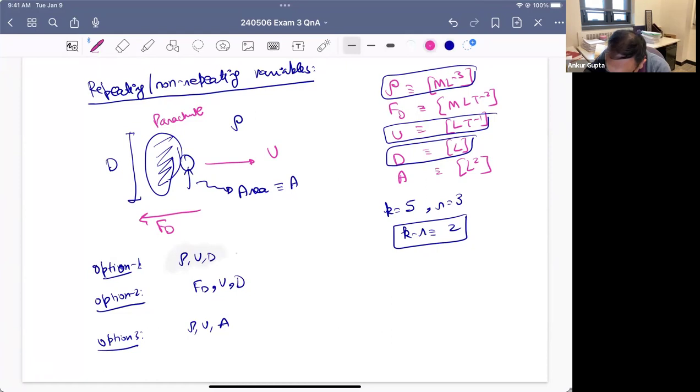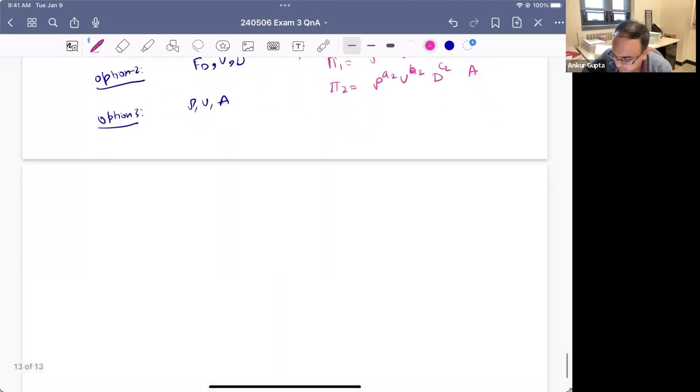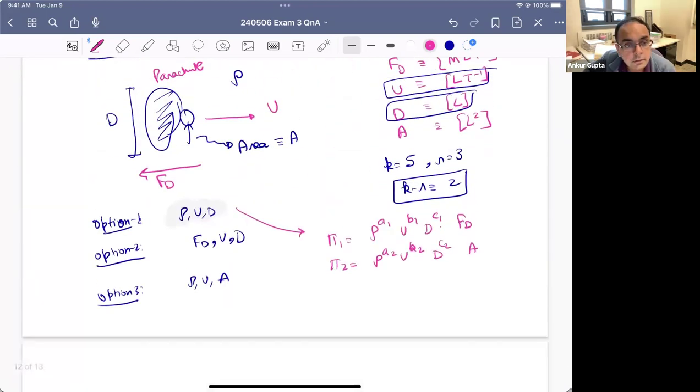And sorry, in that case, pi 1 will be rho to the A1, U to the B1, D to the C1 times FD, and pi 2 is equal to rho to the A2, U to the B2, D to the C2 times area. Okay. Go ahead, Jackson, if you have a question.